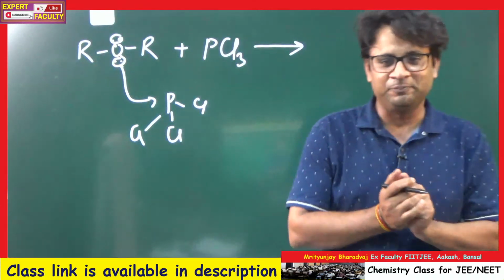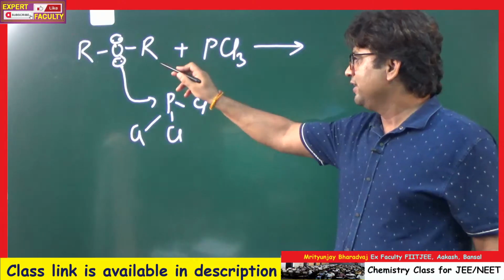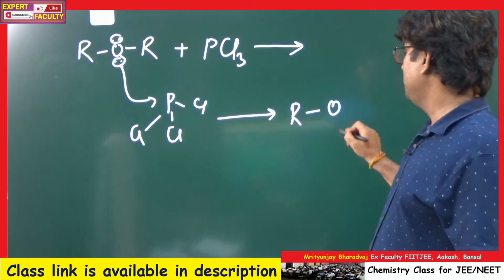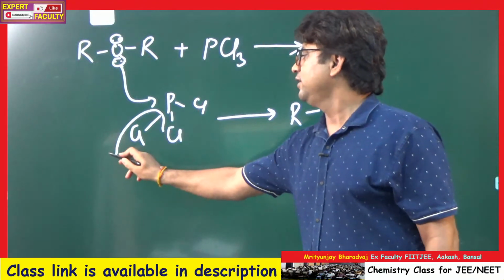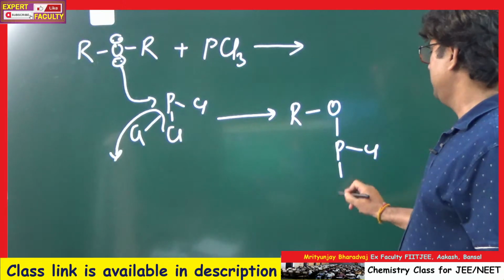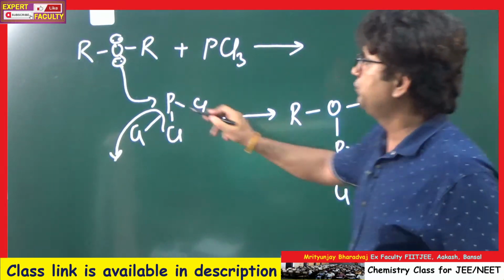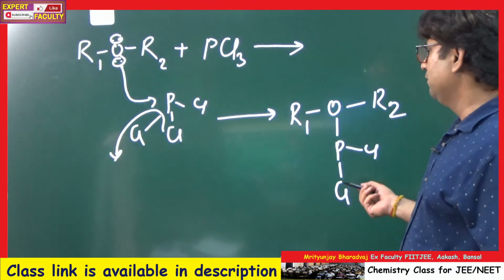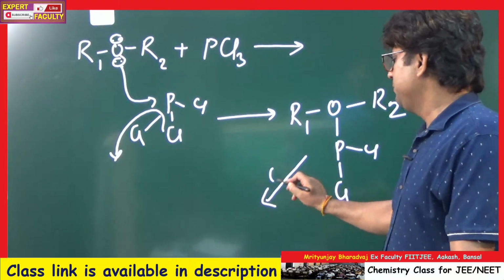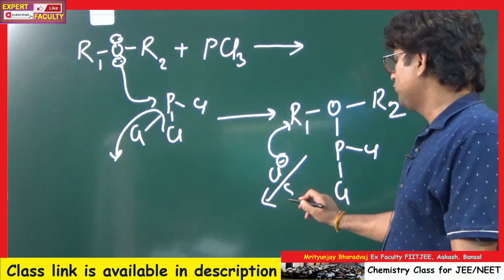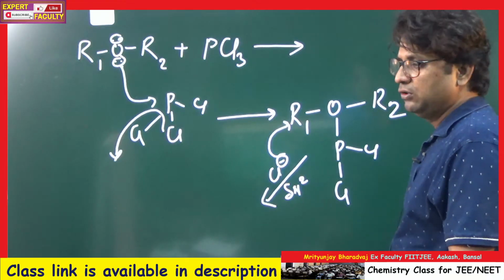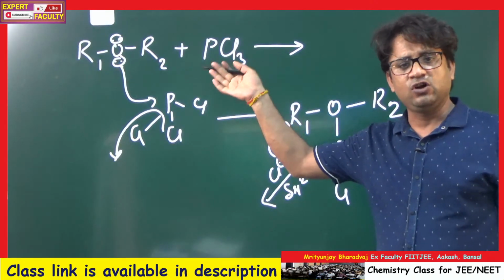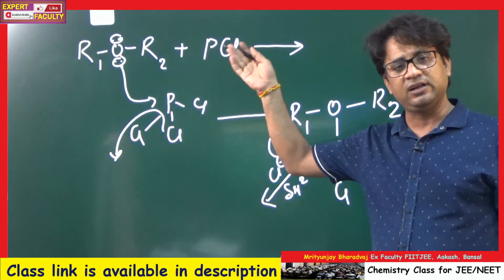Okay, so PCl3 will accept the lone pair. It will be RO, and here one of the Cl will leave. Suppose we take it as R1 and R2, depending on which alkyl. The next step will be nucleophilic attack from Cl minus, and the process will be SN2. We have seen in the case of alcohol also, the reaction of PCl5 with the alcohol follows SN2 substitution.